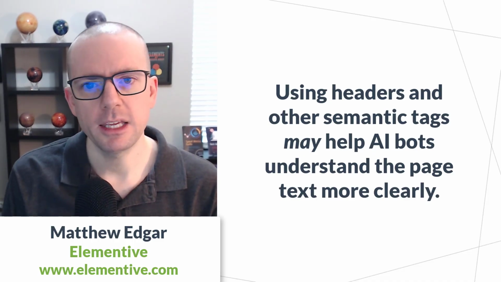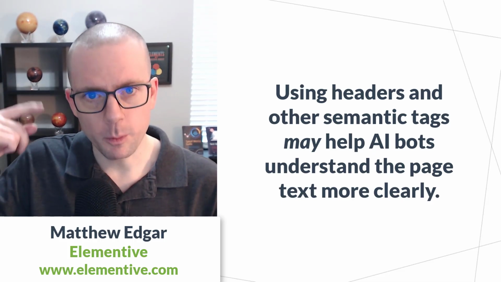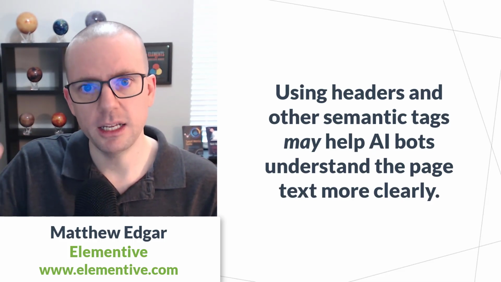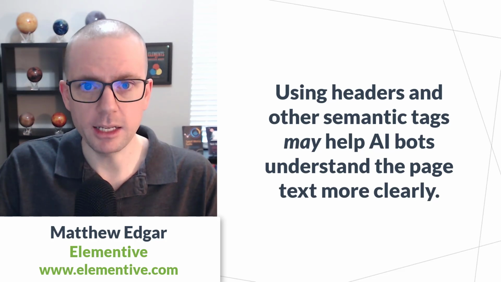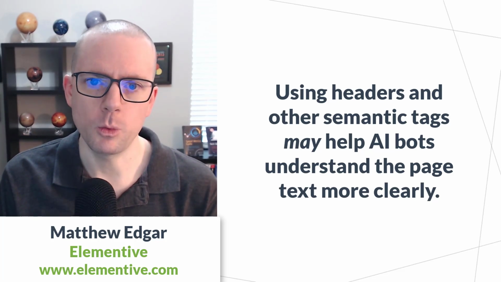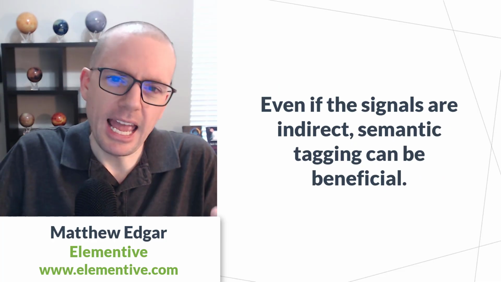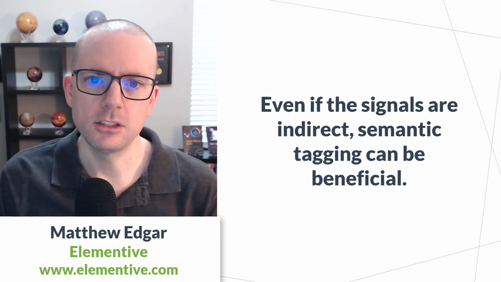There's also some speculation that this might also be true for AI bots as well, as they're processing code and understanding all the different parts of a website and learning from all that information. H tags might be useful there as well. So semantic HTML can be beneficial, and as a result, it's usually a good idea to use it.